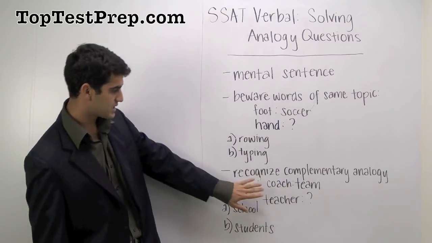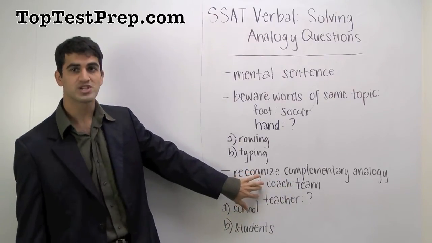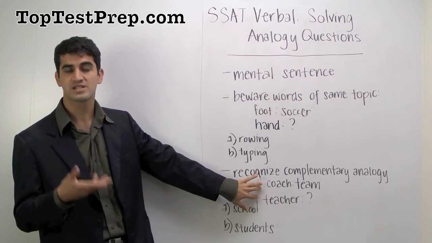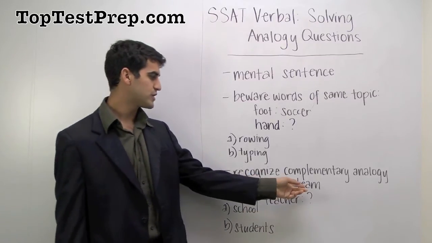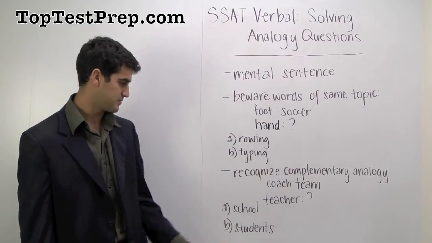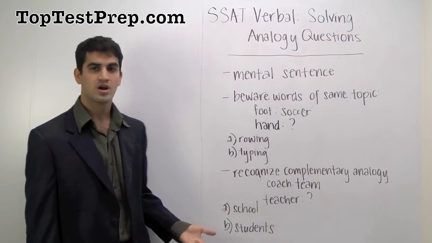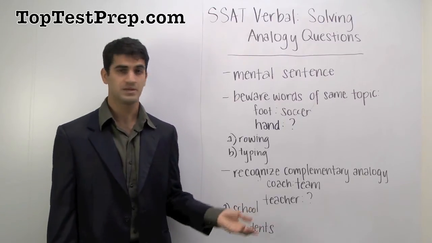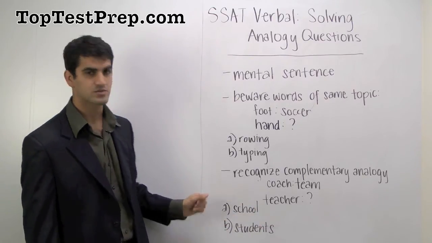If you recognize that coach and teacher themselves have a relationship, which is that both of them are people, but just in different contexts, then you would look for something that's similar to a team, which is a group of people in a different context from a team. And you would find that students are a group of people that's in a different context than a team, and correctly choose students, not school.